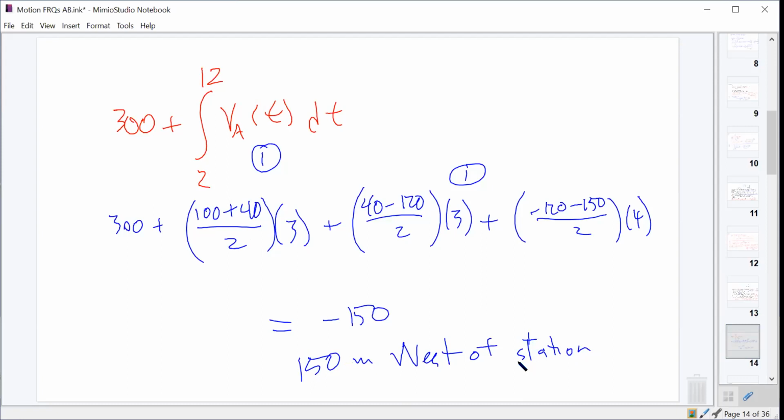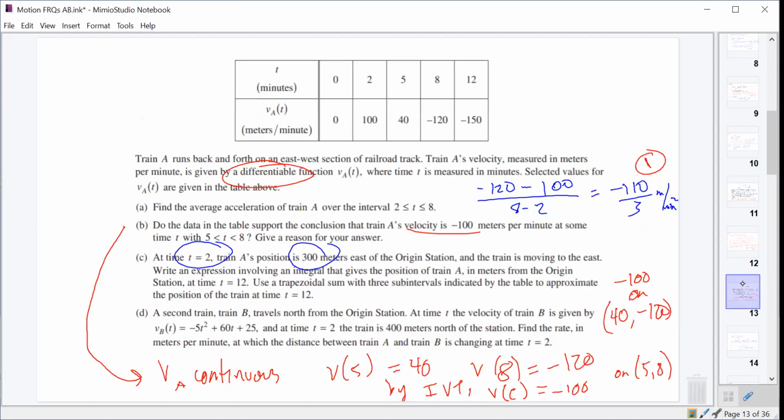Any questions there on the rest of part C? What was the point breakdown for part B? 1 point for showing that negative 100 was between 40 and negative 120, and 1 point for saying intermediate value theorem and having some explanation using the intermediate value theorem. Okay.